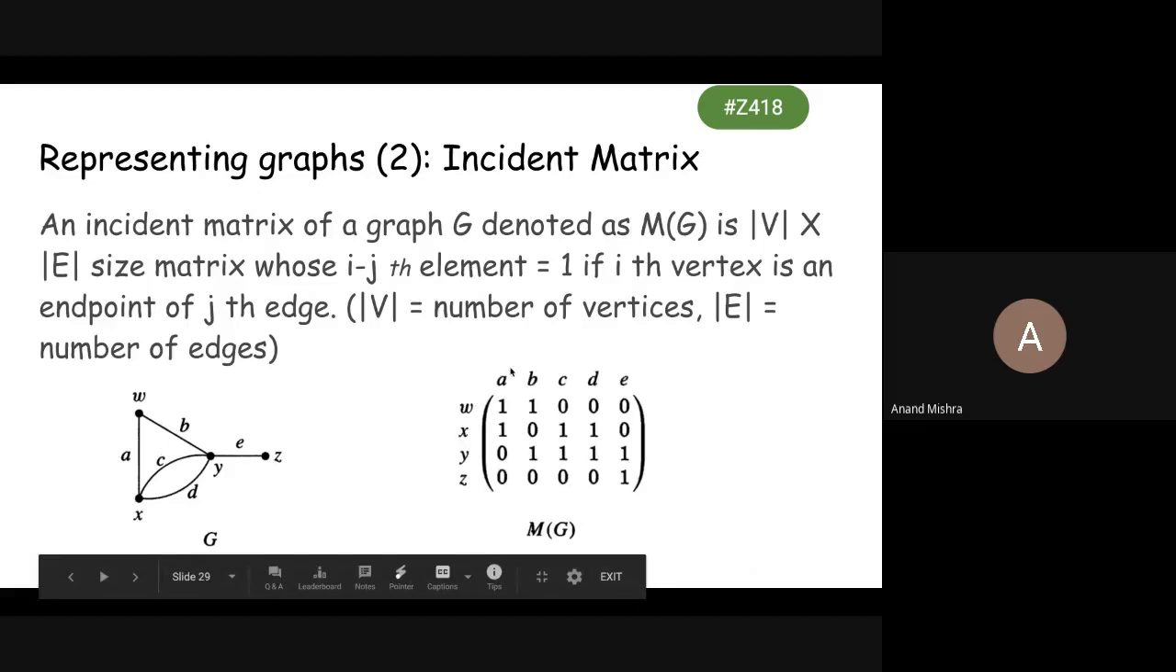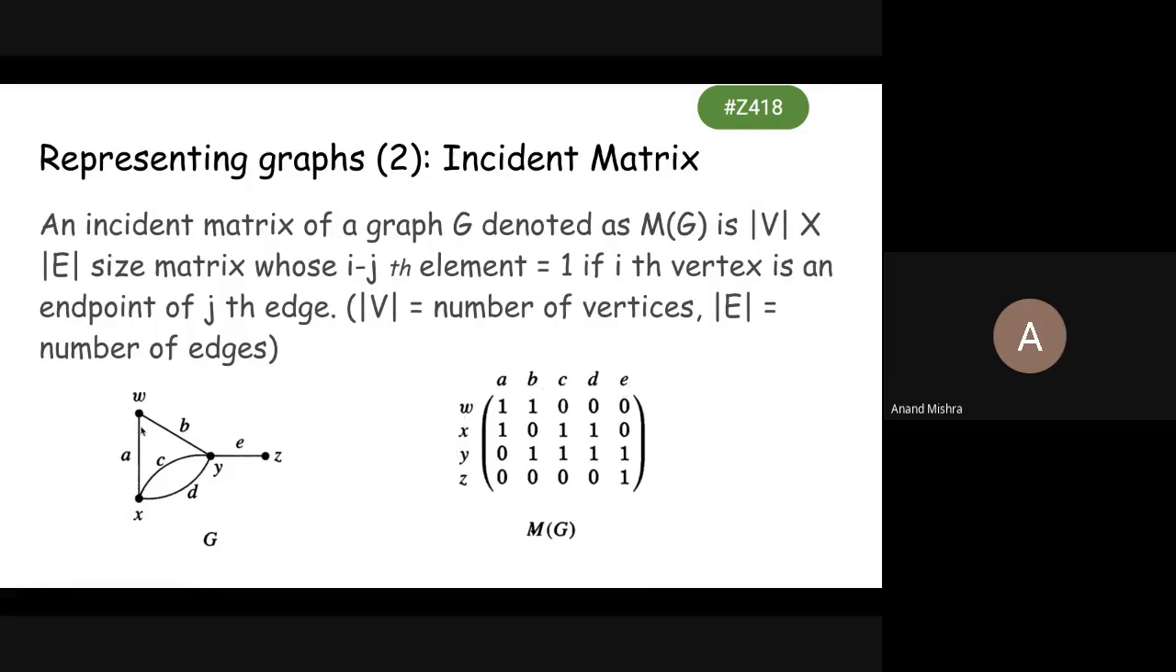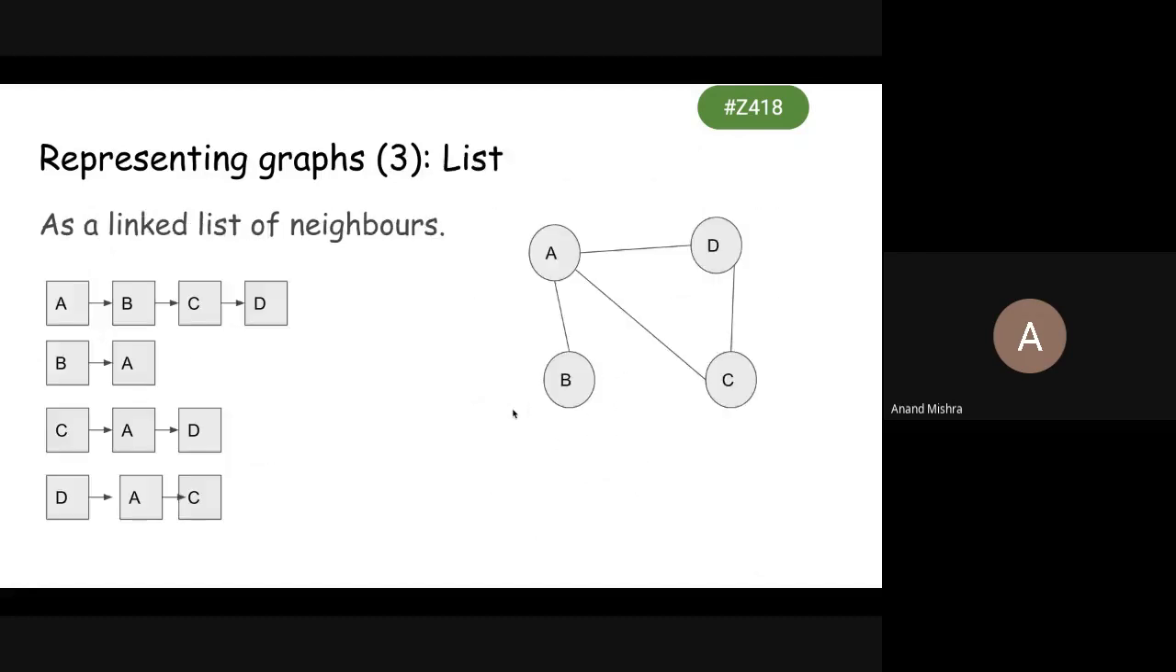So W, X, Y, G are the vertices, and A, B, C, D, E are the edges, right? Whether W and A are incident or not, you denote it in that way. So this is called an incident matrix. The third way of representing a graph is called a linked list of neighbors, right?